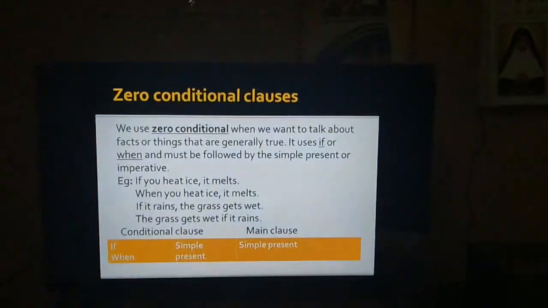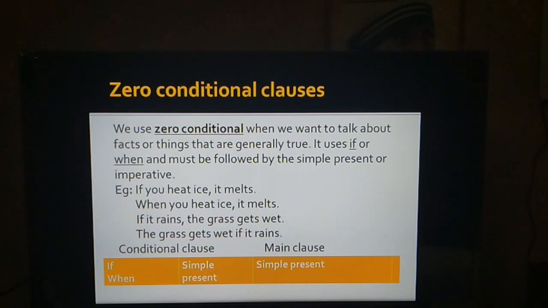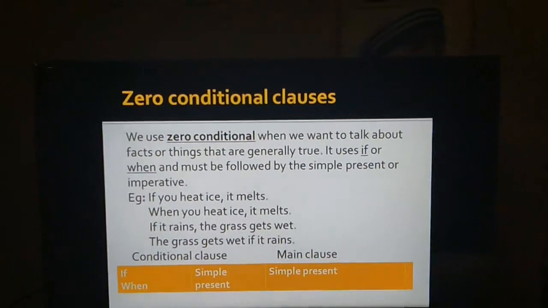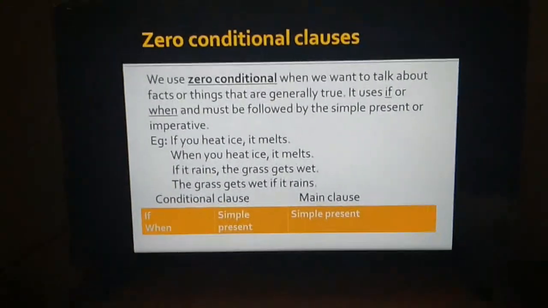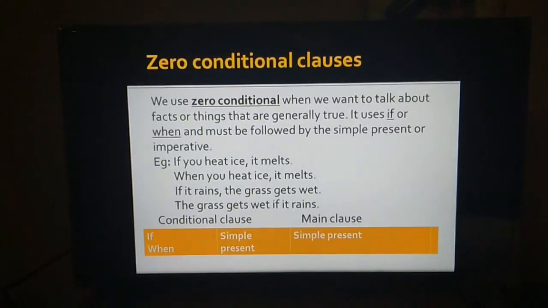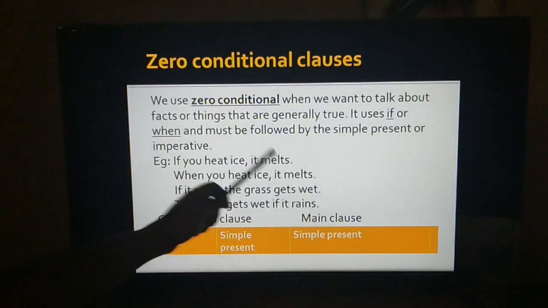So the zero conditional, when do we use it? It is used when the time being referred to is now or always. And here the situation is real and possible. It means the zero conditional is commonly used to refer to general truths. So, examples: if you heat ice, it melts.